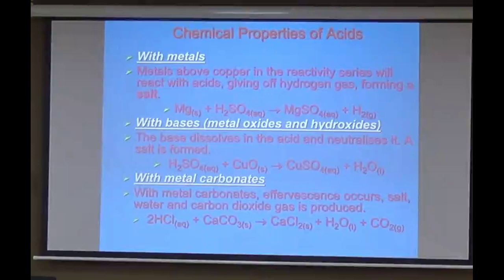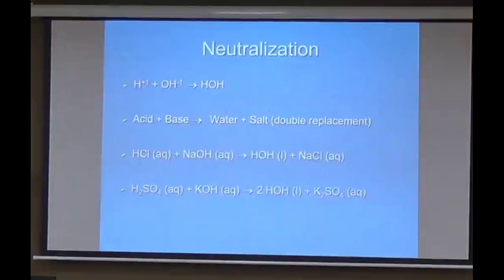So these are some of the chemical properties of acids. First was with metals, second was with bases, and third was with metal carbonates. They all are referred to as chemical properties because in all these cases chemical change is taking place. That is, when we say chemical change is taking place, a new substance is formed after the reactants react with each other. So these are the chemical properties.